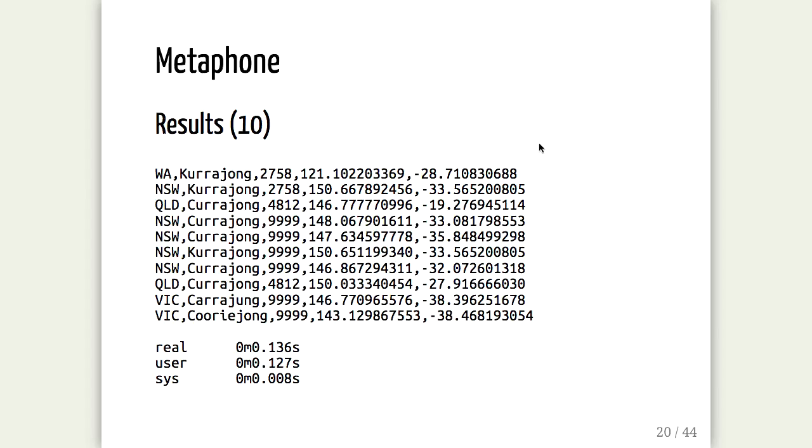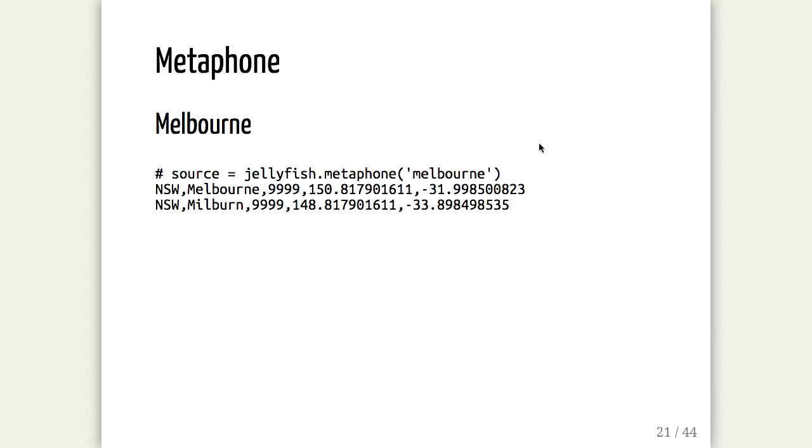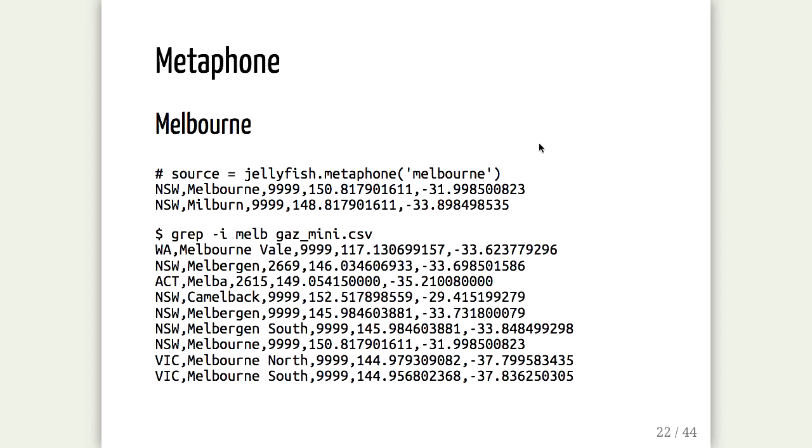One of the things you'll notice is that in that list, it only picked up 10 results. Other algorithms gave us far more results. One of the problems, which I've shown you, is that if we look for Melbourne, it gives us Melbourne, spelled how we'd expect, and Melbourne. But if we grepped Melbourne in the gazetteer, we find that there's things like Melbourne, but there's also Melbourne North and Melbourne South, which it didn't pick up because of the way the algorithm works.